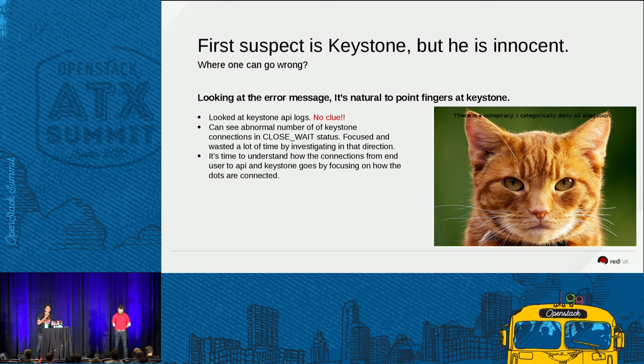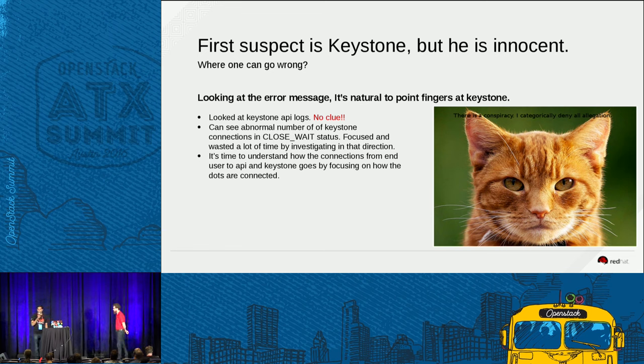So we tried to debug Keystone to see where this error message is coming from. We enabled debug logging, and we went through Keystone logs a lot of time, and we also inspected the number of connections that is coming to Keystone. Incidentally, we also found that a lot of Keystone connections are stuck in close wait status, and we tried to concentrate on that to understand why this many connections are stuck in close wait status, but we didn't get any clue.